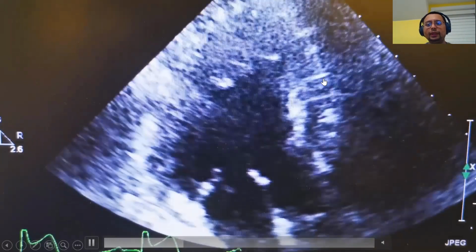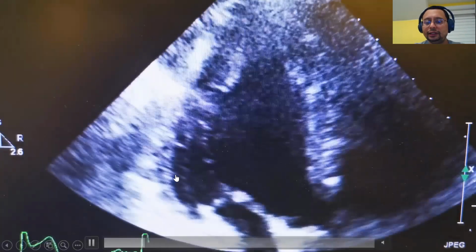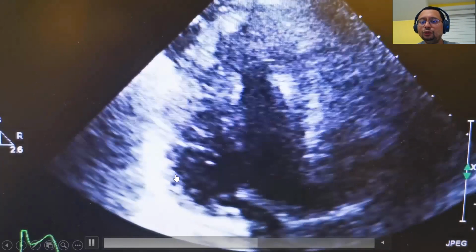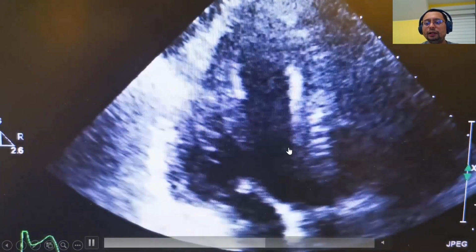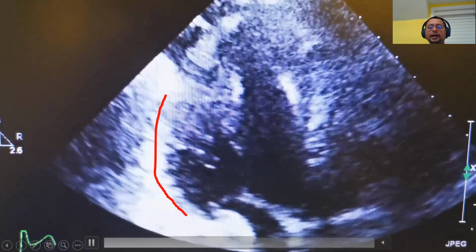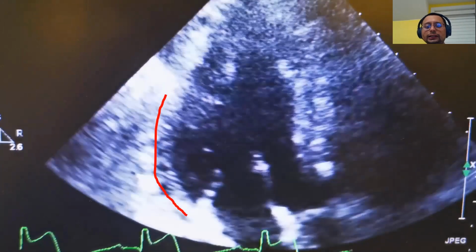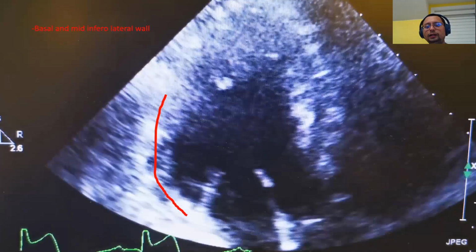So just flip the other way around. I don't know why they do this. Okay, so in this situation, it might be difficult to tell which wall is involved right now. This is the left ventricle, that is the right ventricle. However, what if I just highlight that area there? Okay, I highlight that area, and I open this one.